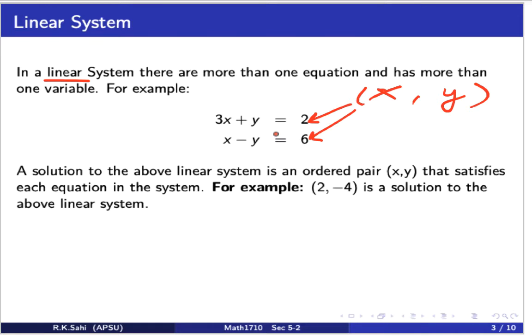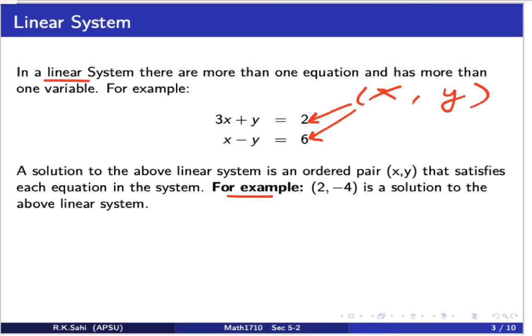In other words, when you substitute the values for x and y in the first equation, 3x plus y equals 2, and if you substitute x and y in the second equation, x minus y equals 6, it should satisfy it. When I say the word satisfy, it means that you plug in x and y, then the left-hand side equals the right-hand side. So for example, over here, we say (2, -4) is the solution to the above linear system.